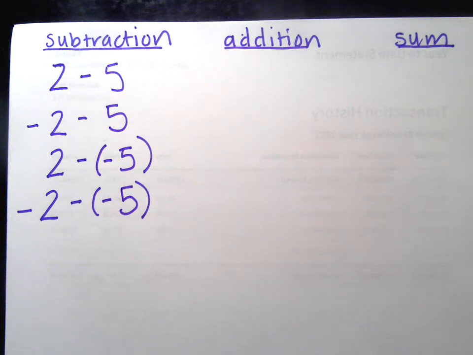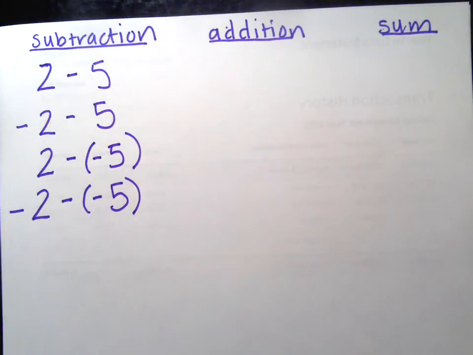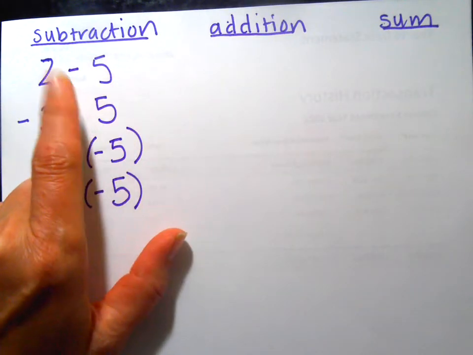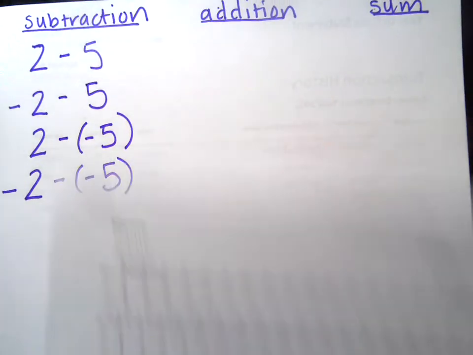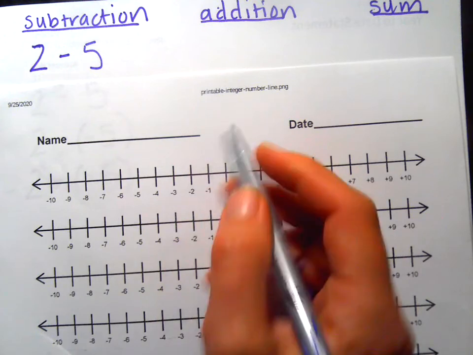So my first problem is 2 take away 5. I have a bigger number being subtracted from a smaller number, so I know my answer is going to be negative. Let's see what it looks like on the number line. So I have 2 take away 5.